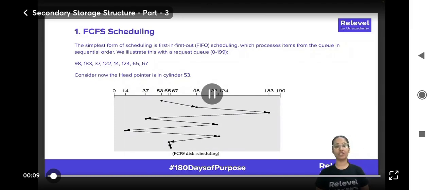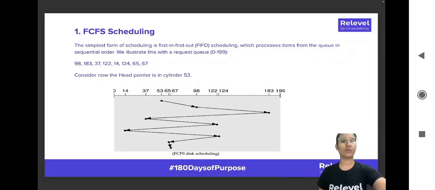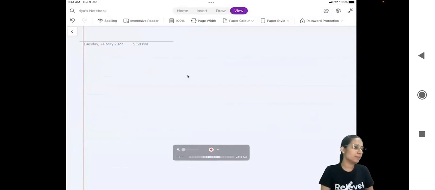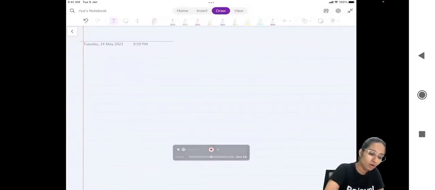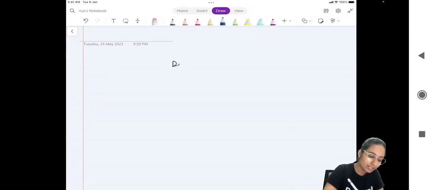So in this video, after having talked about secondary storage management and disk magnetic tapes as well, we are going to talk a little bit about disk scheduling algorithms. Before actually jumping on to talk about all the scheduling algorithms that we have, we'll first talk about this concept in a little bit of detail. So what is disk scheduling?